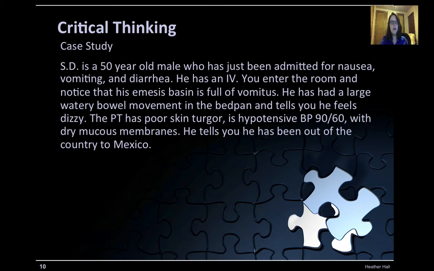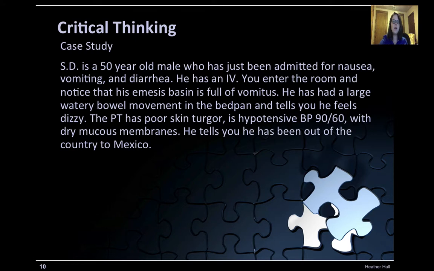So to apply what we've learned, I have just a very simple case study here that will take some of the information from and break it down into the phases. So today we have SD. He's a 50-year-old male, and he's just been admitted for nausea, vomiting, and diarrhea. He's recently had a trip to Mexico, and we have started an IV, and we entered the room and noticed that his emesis basin is full of vomitus, and he's had a large watery bowel movement. And he said he feels dizzy, he has poor skin turgor, he's hypotensive with a blood pressure of 90/60, and his mucous membranes are dry.